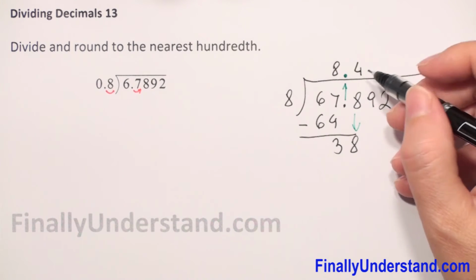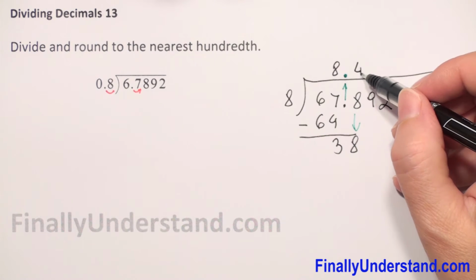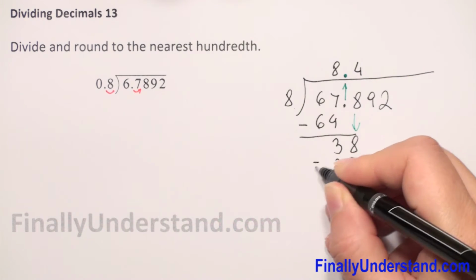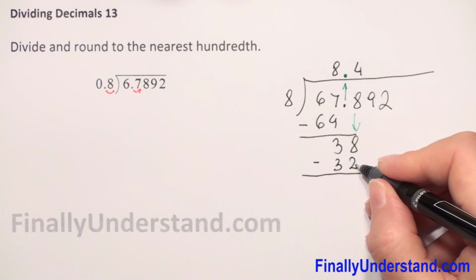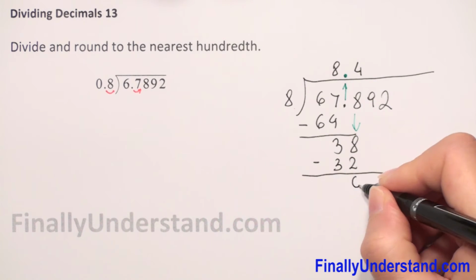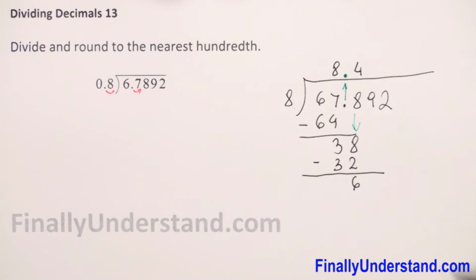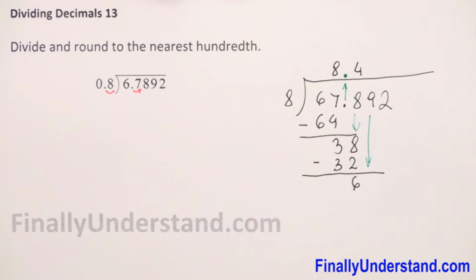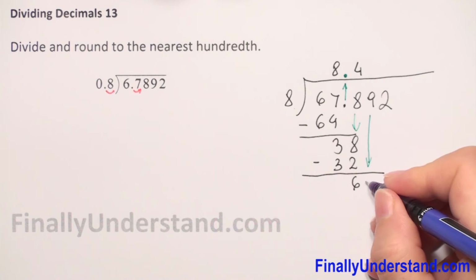So 4. And now we have to again do multiplication. 4 times 8 is 32. Subtraction. 8 minus 2 is 6. 3 minus 3 is 0. We don't have to write. And next again we have to take next digits down. So it's 9.